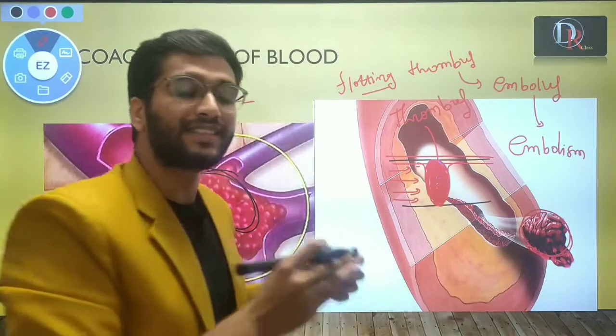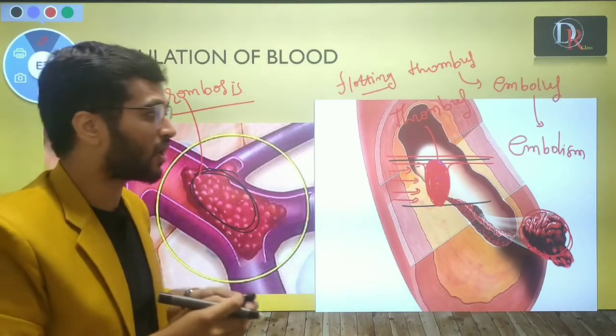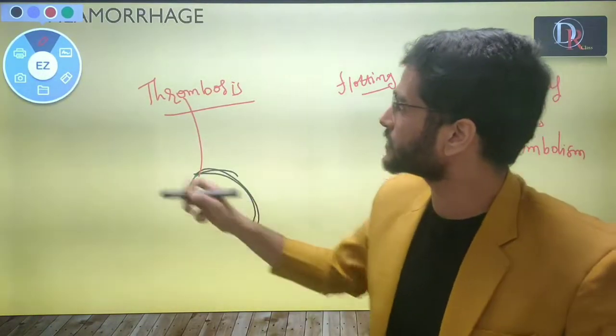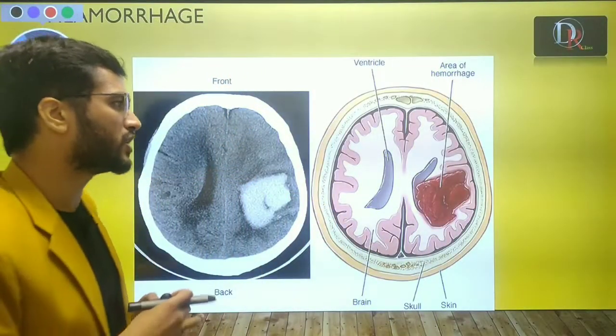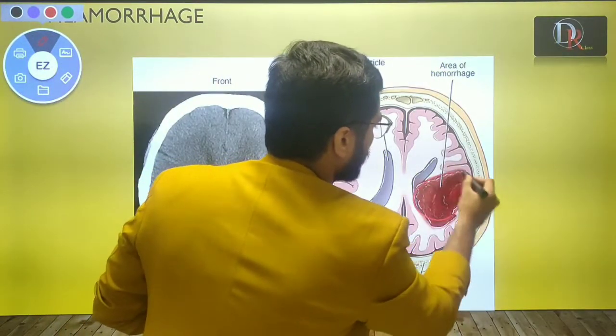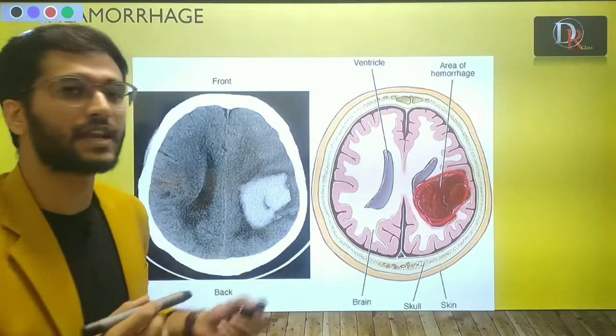Right. So these are the intravascular coagulations of the blood. Let's look at the next term, hemorrhage. Hemorrhage is nothing but the loss of blood, or bleeding, external or internal. External bleeding can be seen from outside, and excess bleeding will lead to hemorrhagic shock. The bleeding can also be internal. Here you can see bleeding inside the brain, which is a cranial hemorrhage.